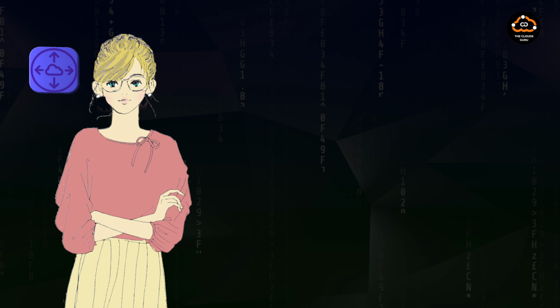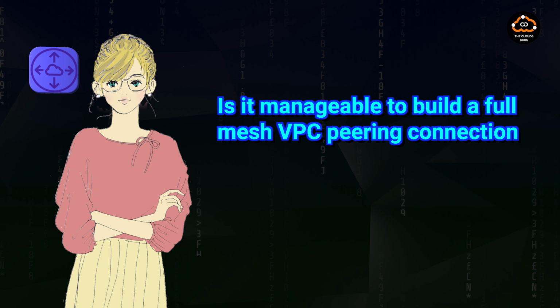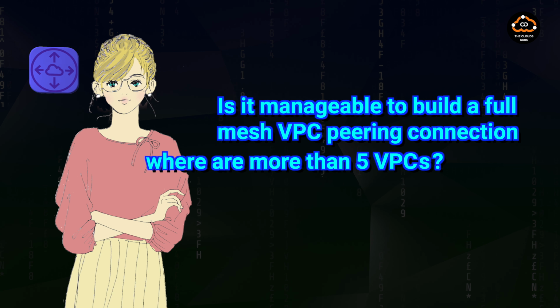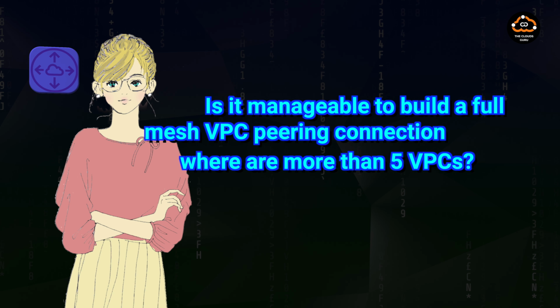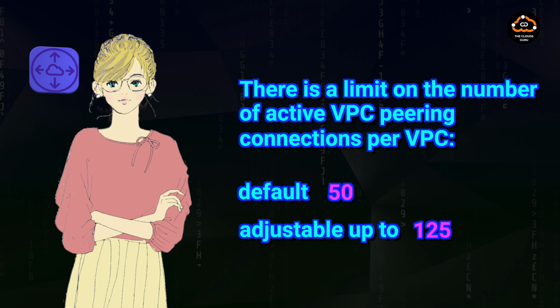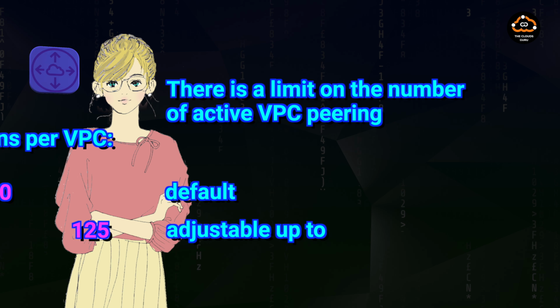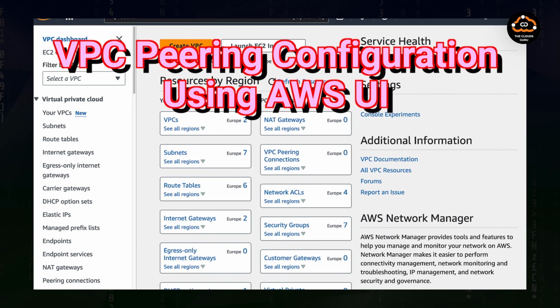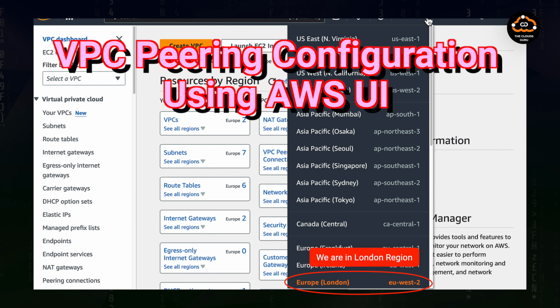Now, the question arises. Is it manageable to build a full mesh VPC peering connection where there are more than 5 VPCs? There is a limit on the number of active VPC peering connections per VPC, by default, 50, adjustable up to 125. VPC peering configuration using AWS UI.